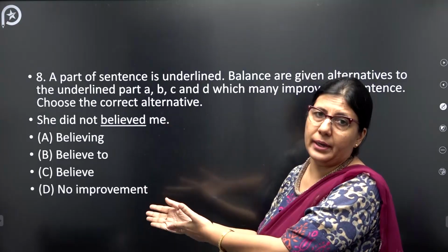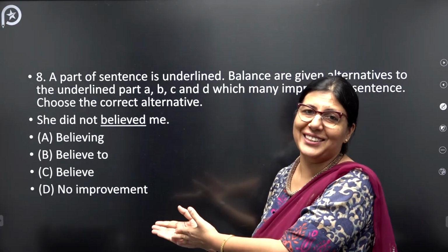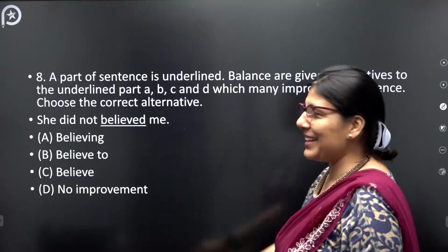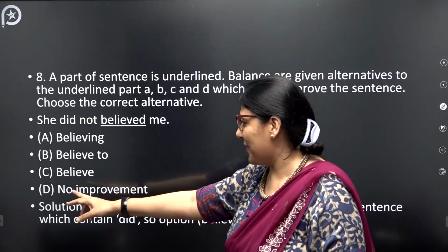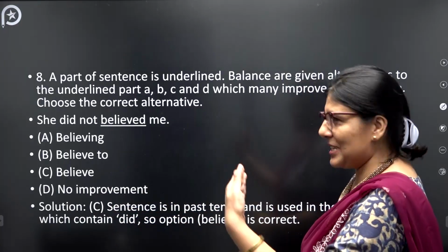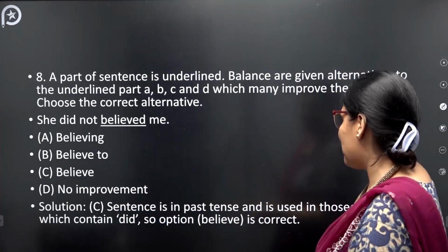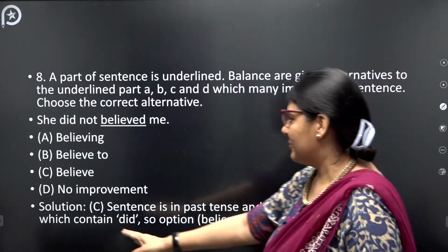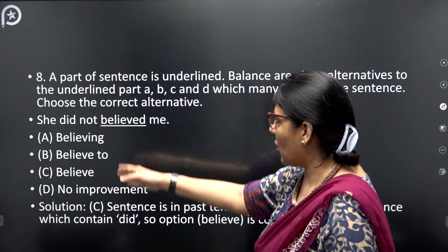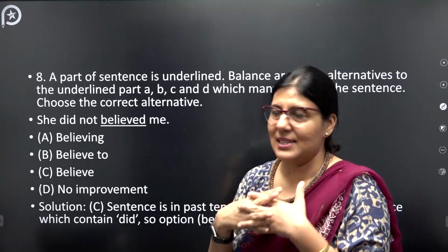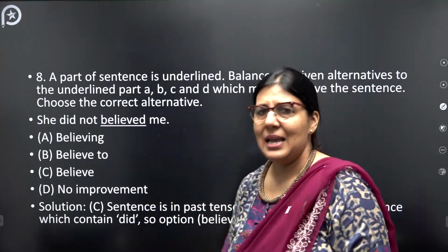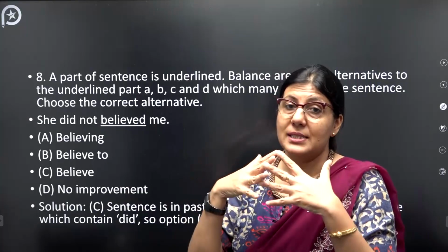I'm sure by now you've identified the right answer, right? So what could be the right answer? Any guesses? Come on, before I answer, you put it in the comment box for all of us. Yes. So the sentence is in past tense, and when a sentence is in past tense, now what happens? Which contains did, right? She did not. You cannot use two past tenses together in one sentence. So she did not believe me. So you cannot use two past tenses together.